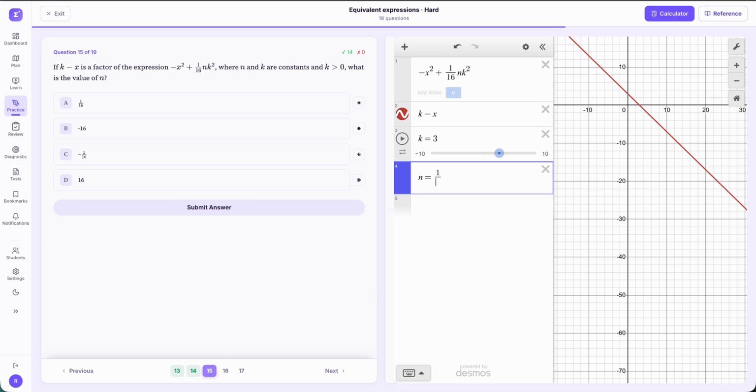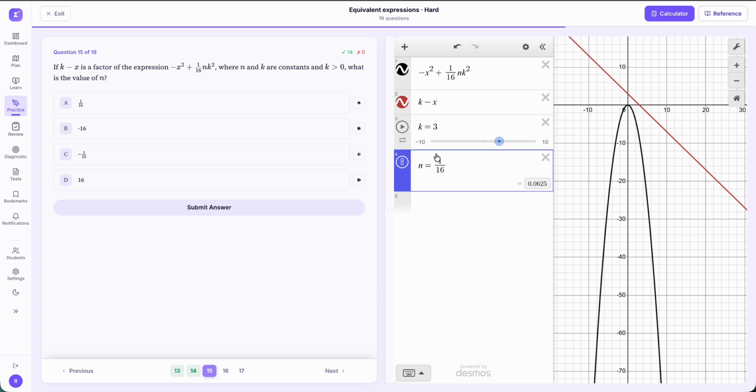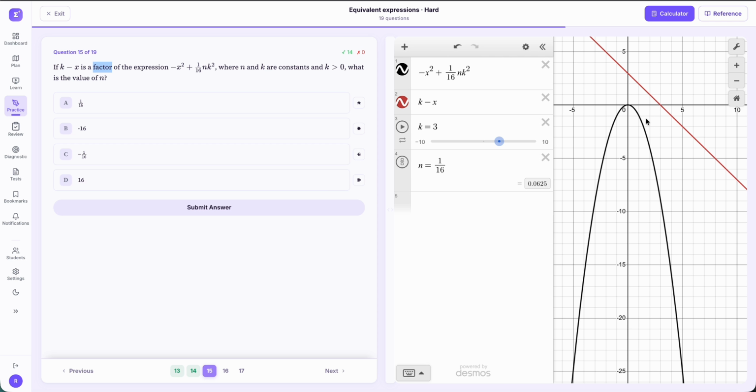So I can try the first one. What if n was 1/16? Is that the right one? How do I know? Well, they told you this is a factor. Factor is a big key word here. You want to remember that factors give you x-intercepts. So what you should see is this factor coinciding with this x-intercept if that is the correct value. And it doesn't. They don't coincide. So it's not that one.